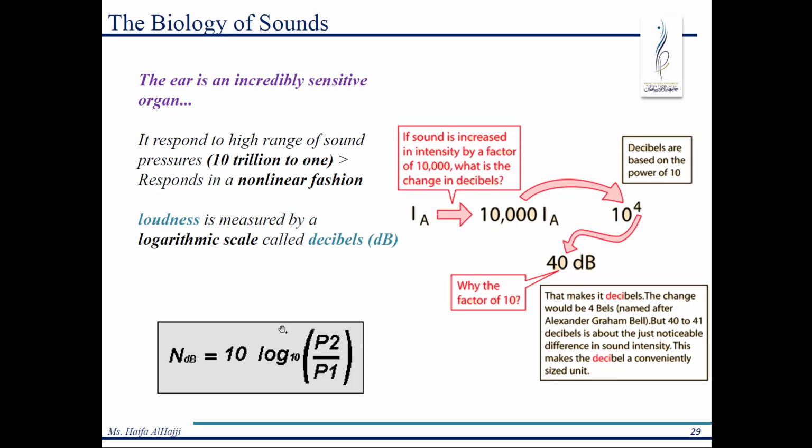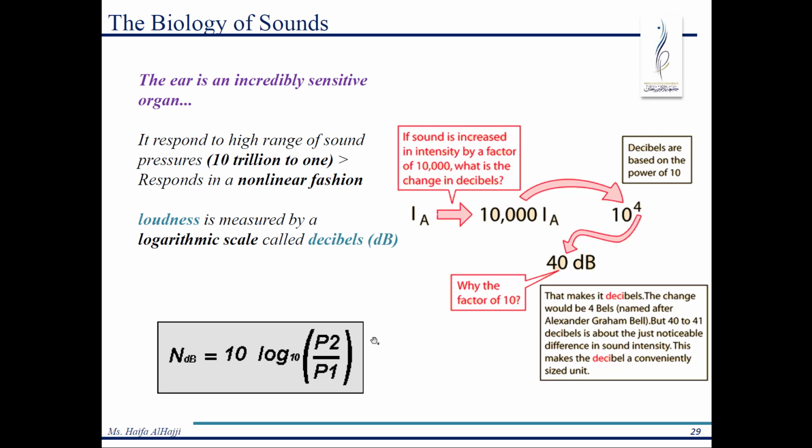Usually we don't give you what P1 is, and we don't give you what P2 is. We just give you P2 as a multiple of P1, by how much? For example, in here, if sound is increased in intensity by a factor of 10,000, see, I told you already.